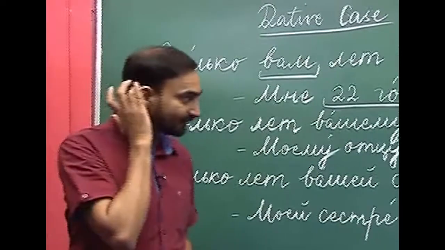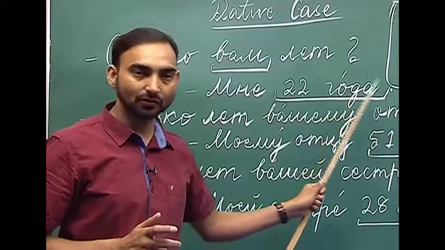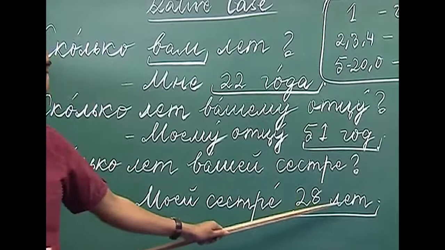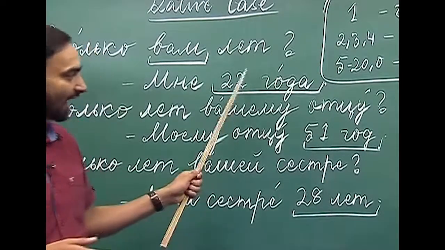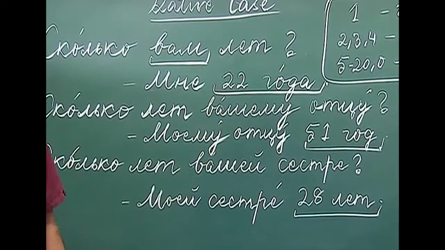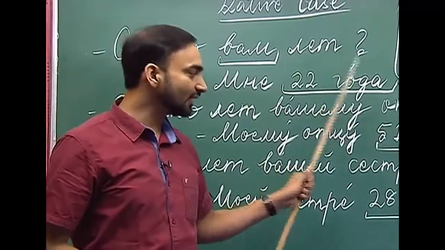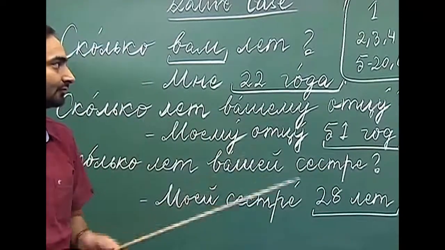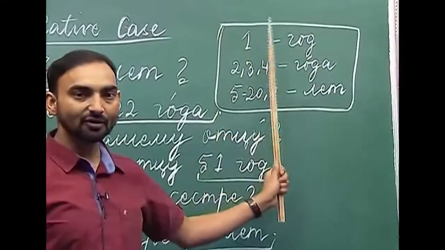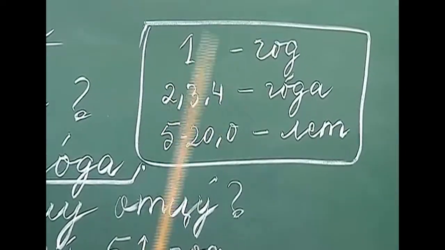Now, the question is, as you can see, here we have used "goda", here we have used "god", and here we are using "let". So, we have three forms of the same noun, which is "god". Where do we use "god", where do we use "goda", and where do we use "let"? I have drawn a table here. If the cardinal number ends with 1, we use "god".